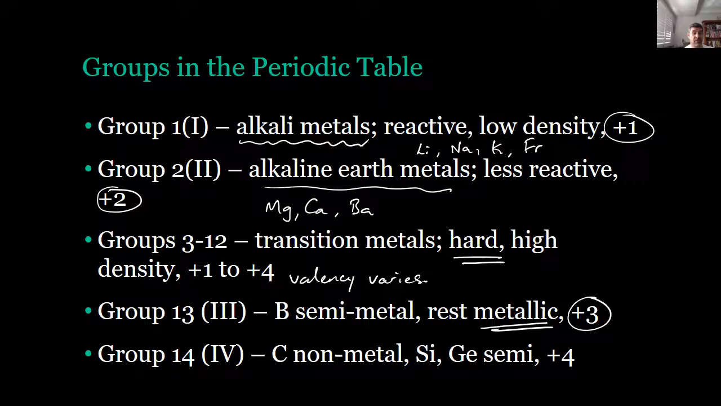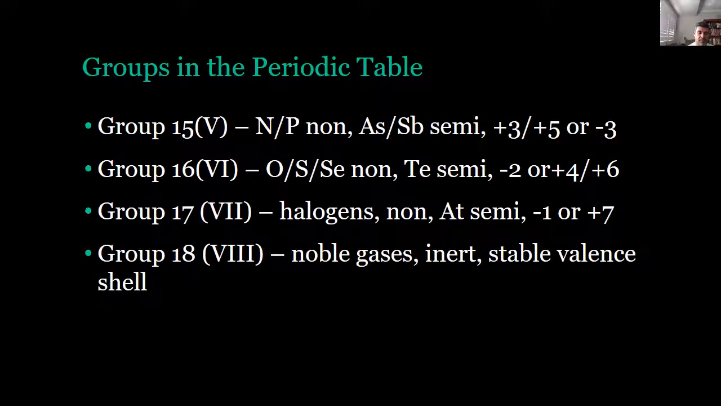Group 14 is the one that starts with carbon. Now, carbon is a non-metal. Silicon and germanium are both classified as semi-metals, and the rest would be soft metals. These tend to have a valency of +4, and both carbon and silicon can be involved in those network covalent structures that we've talked about previously in the course.